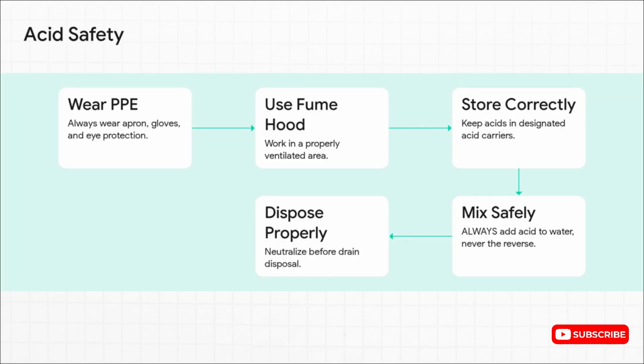And of course, working with strong acids means safety is absolutely non-negotiable. Your PPE, a protective apron, gloves, and eye protection, is your first line of defense. Always work in a fume hood to protect yourself from corrosive fumes. Store acids in the right carriers to prevent spills. And remember the golden rule you learned in chemistry. Always add acid to water, never the other way around. It prevents a violent reaction that can splosh acid everywhere. And finally, when you're done, neutralize the waste with 1% sodium bicarbonate before you pour it down the drain. It protects our pipes and the environment.